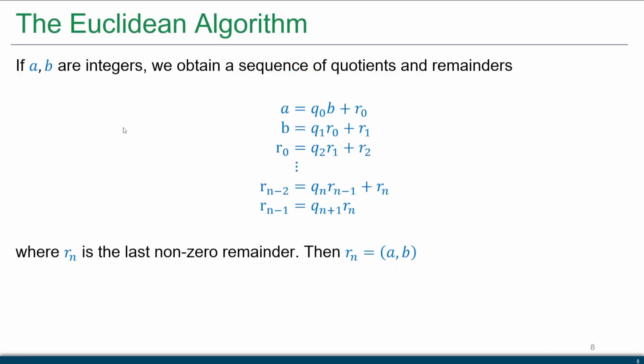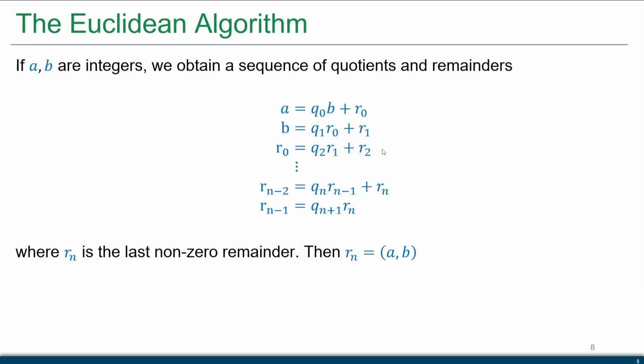So the Euclidean algorithm is, if we have integers a and b, we obtain a sequence of quotients and remainders. So basically we're repeating the division algorithm. What I'm going to do first is divide b by a. By the division algorithm, a is on my left-hand side, my dividend, my divisor is b, so I'm trying to find a q and an r naught.